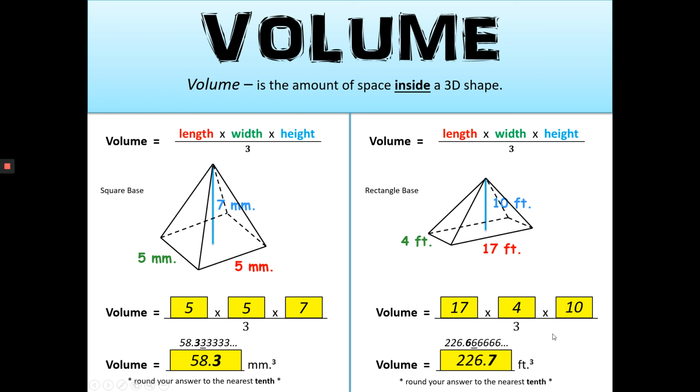We've got a couple of practice problems for you guys. There are 2 square-based pyramids, and there are 2 rectangular-based pyramids.